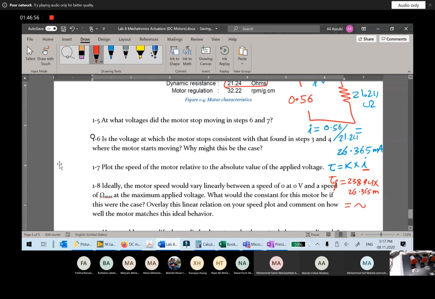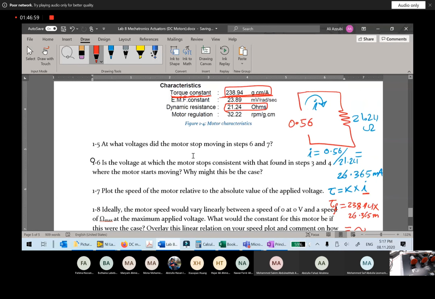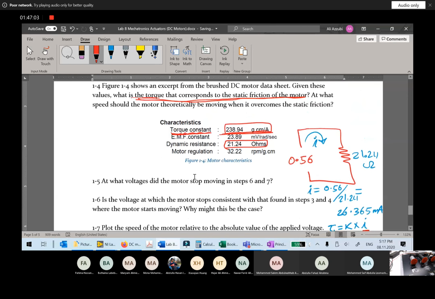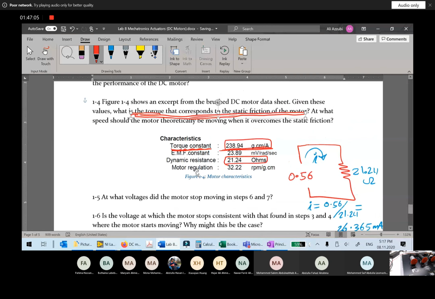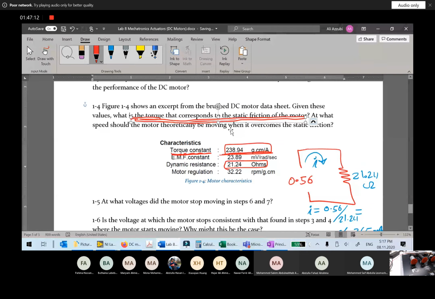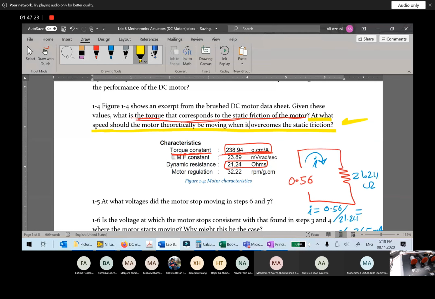Okay, so this way I found how much torque the static friction can be causing, and the torque to overcome that static friction. Can you understand this answer? You basically are solving the report together now. Okay. Now this one, at what speed should the motor theoretically be moving when it overcomes the static friction? I'll leave to you. Okay, same way I can answer. All of them considering this constant, this torque constant.